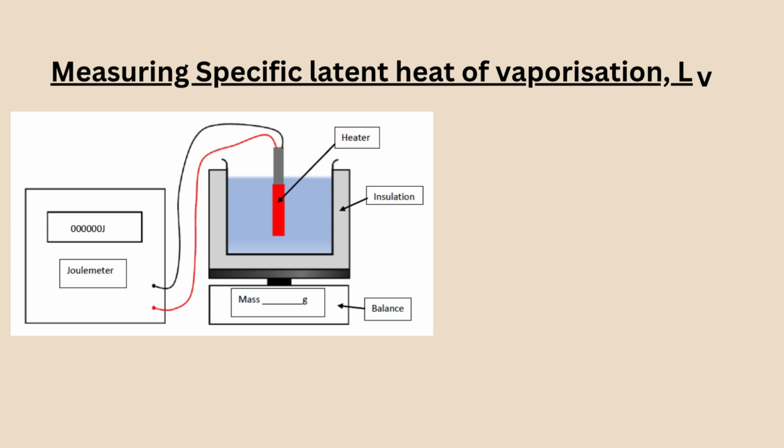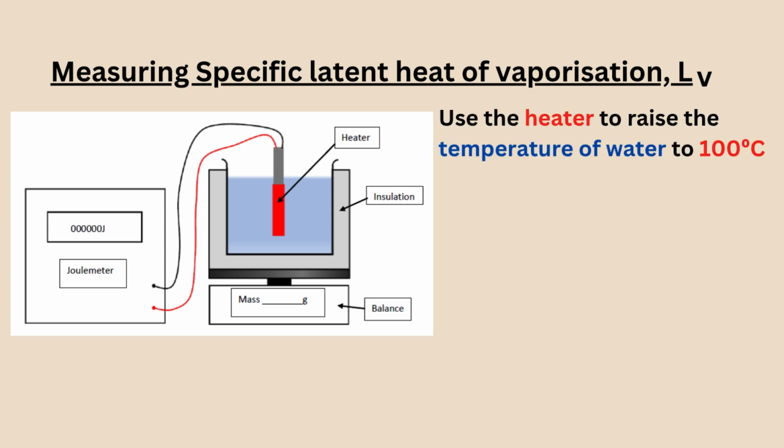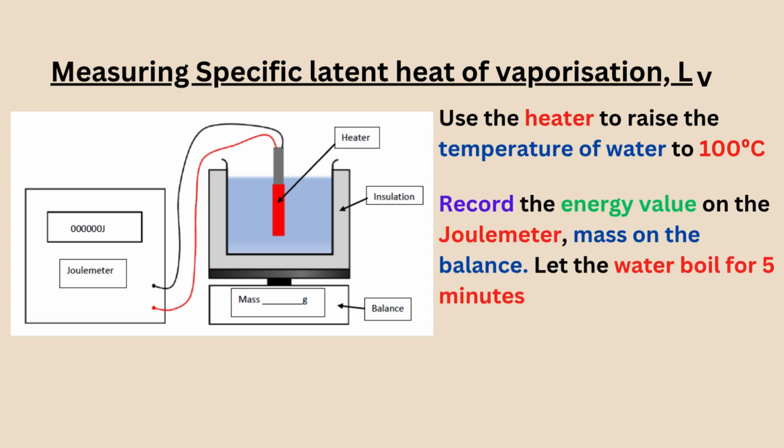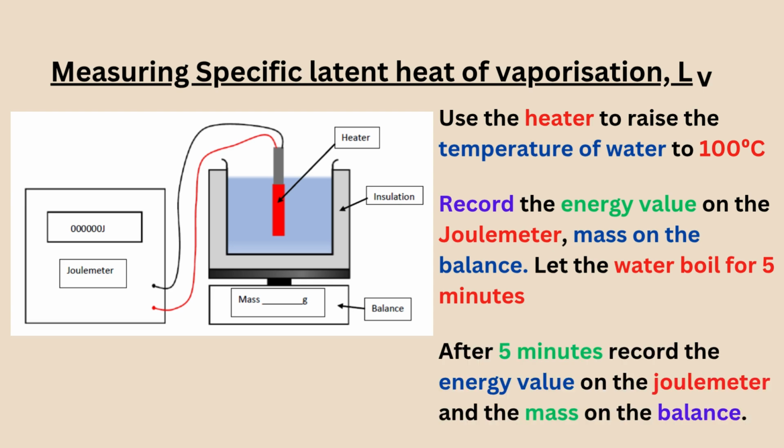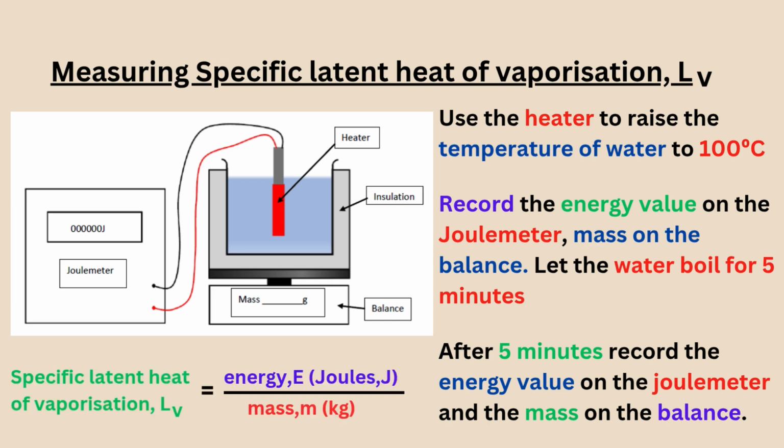Then we will use an electric heater to raise the temperature of water to 100 degrees C, so the water is boiling. At this point, we will record the energy value on the joule meter and the mass on the balance, and we will allow the water to boil for say 5 minutes. After 5 minutes, we'll record the energy value on the joule meter and the mass on the balance. Then we will subtract the two energy values and subtract the two mass values and divide the energy by the mass to give the specific latent heat of vaporisation of water.